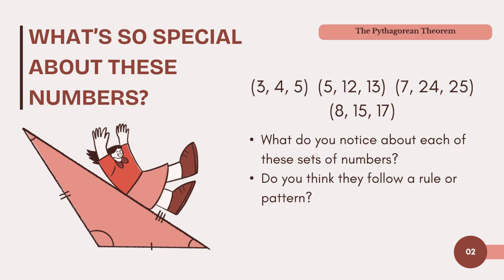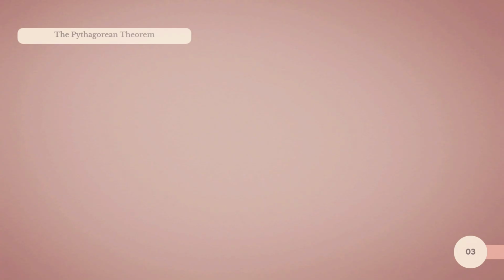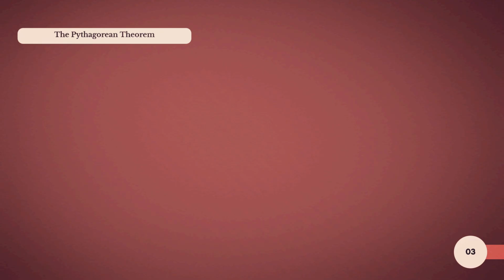These sets of numbers aren't random. They follow a special pattern and obey a powerful rule in geometry. As we explore them more closely, you'll discover how these numbers are linked to right triangles and how they help us apply the Pythagorean theorem quickly and easily. So, what's the secret behind these numbers? Let's find out. Who is behind the Pythagorean theorem?